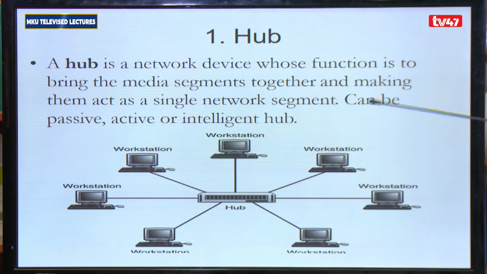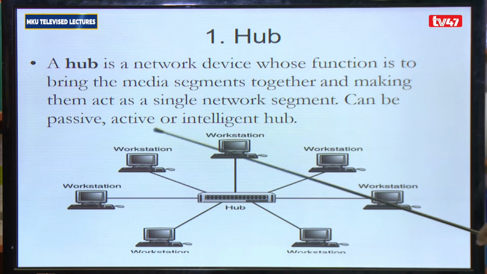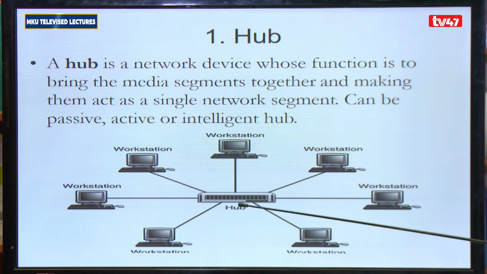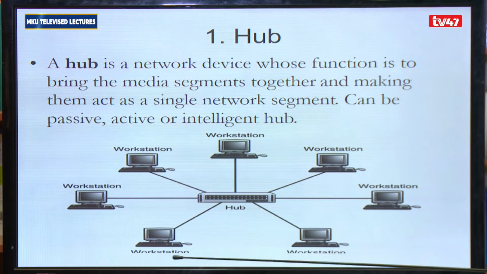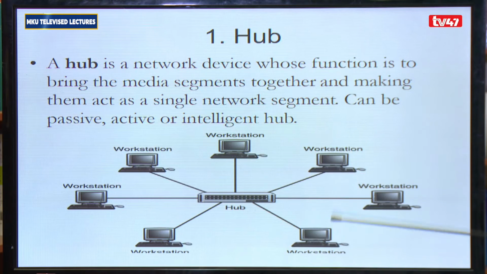What is the function of each of those devices? For instance, the hub. The hub is a central device. It's a centralizing device which brings the media segments together and interconnects the devices within a single network. This could be an organization network connected through a central device, in this case the hub. You link the computers to the hub and to each and every network device, whether it's a printer, a computer, or a scanner, you link them together through the central device.